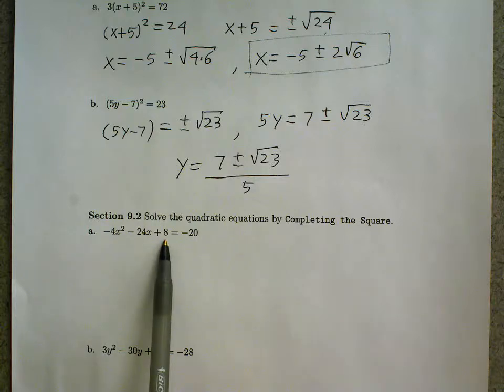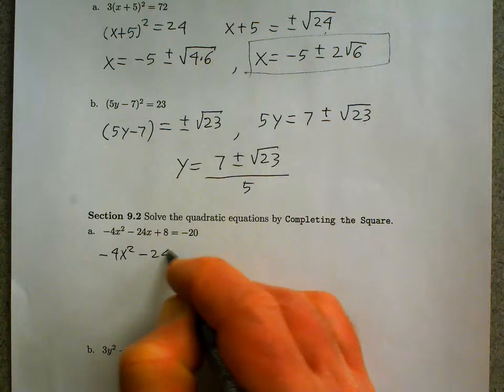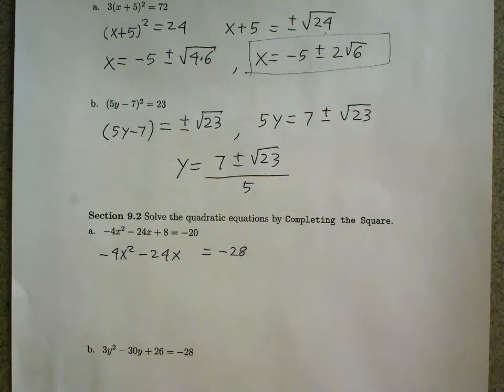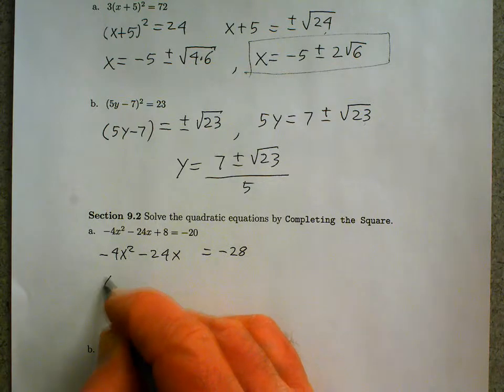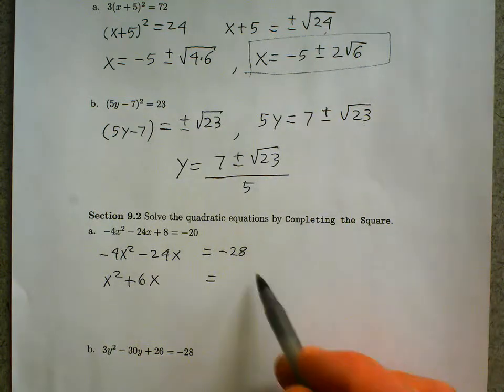So the first step, let's subtract 8 from both sides. So we get negative 4x squared minus 24x equals negative 28. Before completing the square, in other words, before creating a perfect square trinomial, we need to divide every term on both sides of this equation by negative 4. When we divide every term on both sides by negative 4, we get x squared plus 6x equals positive 7.